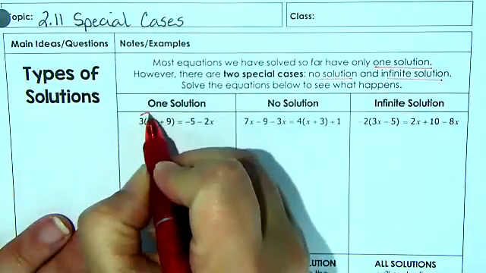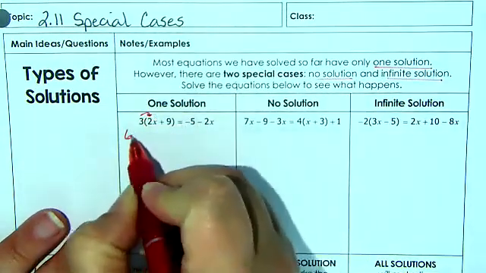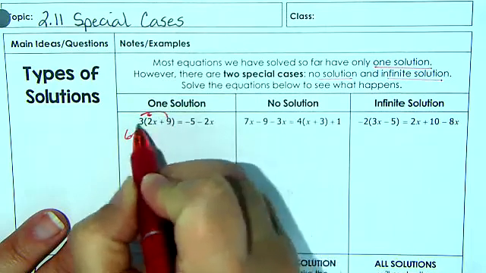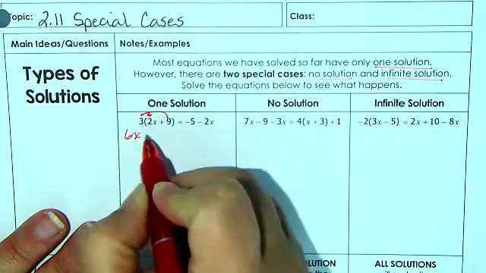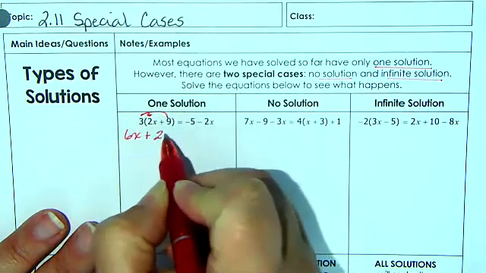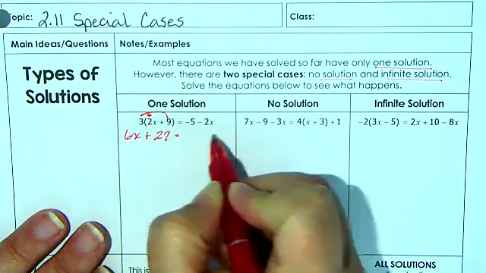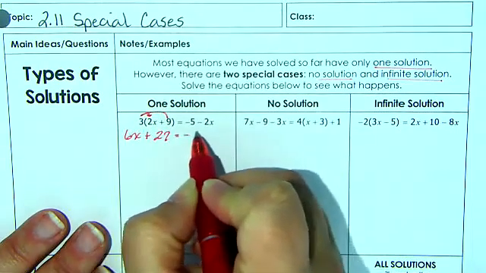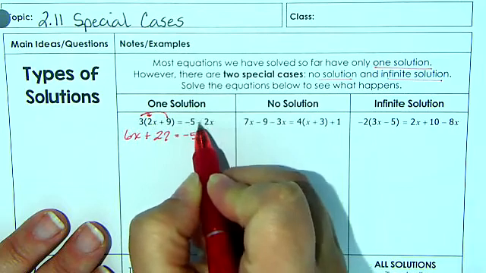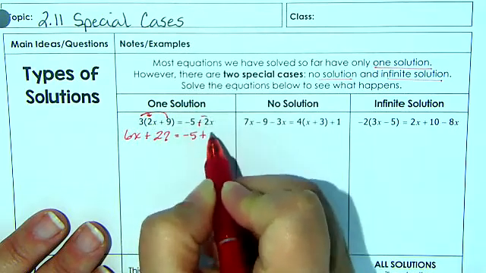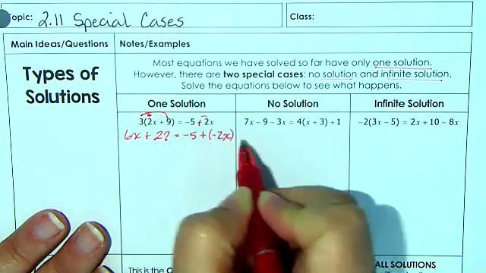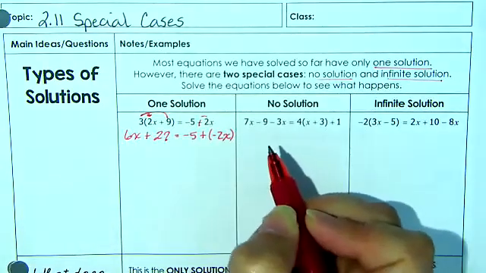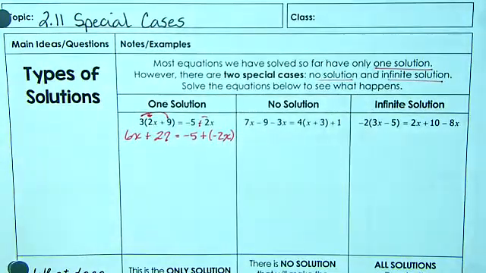All right, so the first thing here is we distribute. So I end up with 6x. 3 times 2x gives me 6x plus 3 times 9, which is 27. And we bring down the rest, equals negative 5. Now I can treat this as plus a negative, so this is going to be plus negative 2x. If you don't need to do that, then you don't have to. Some people need that to understand that that's a negative number.